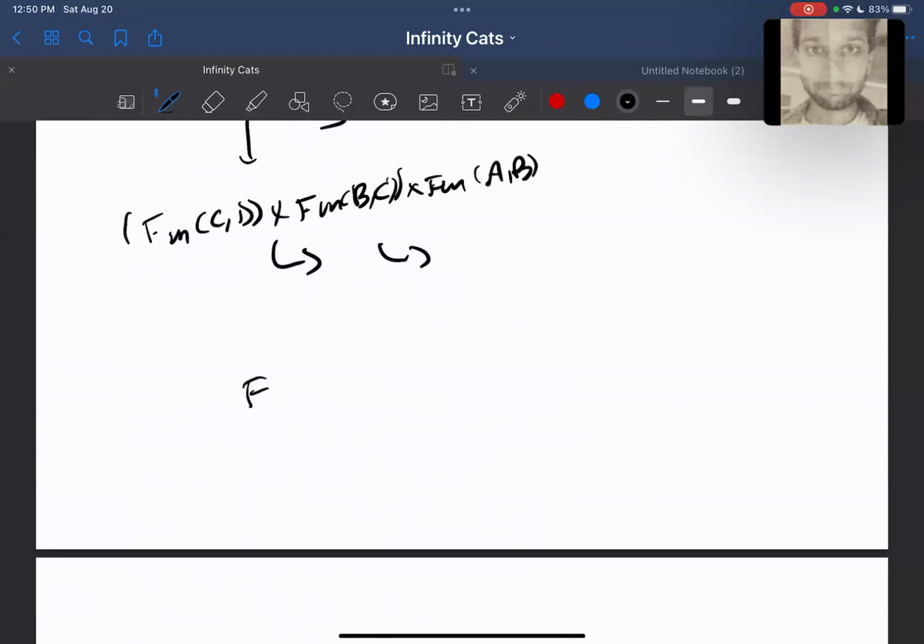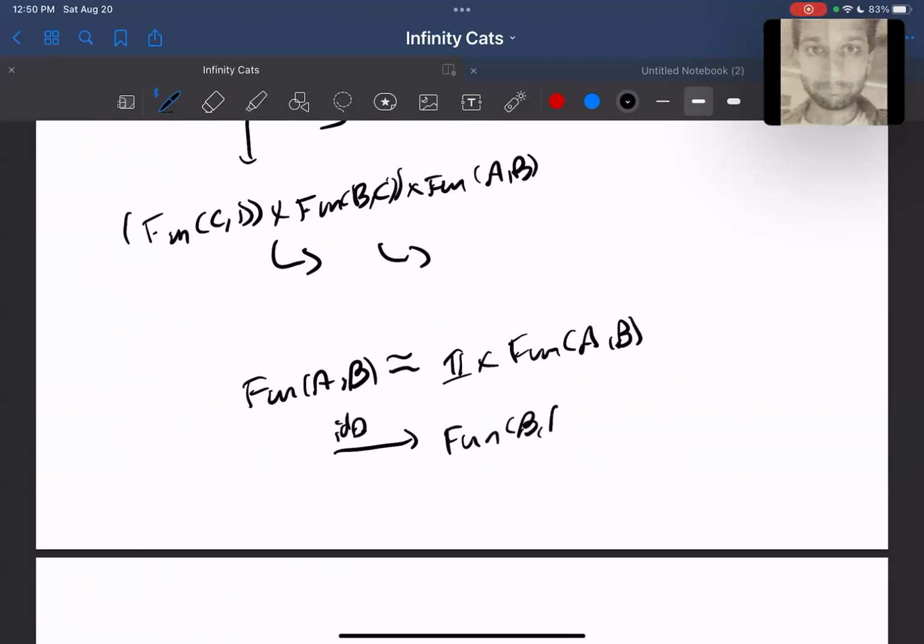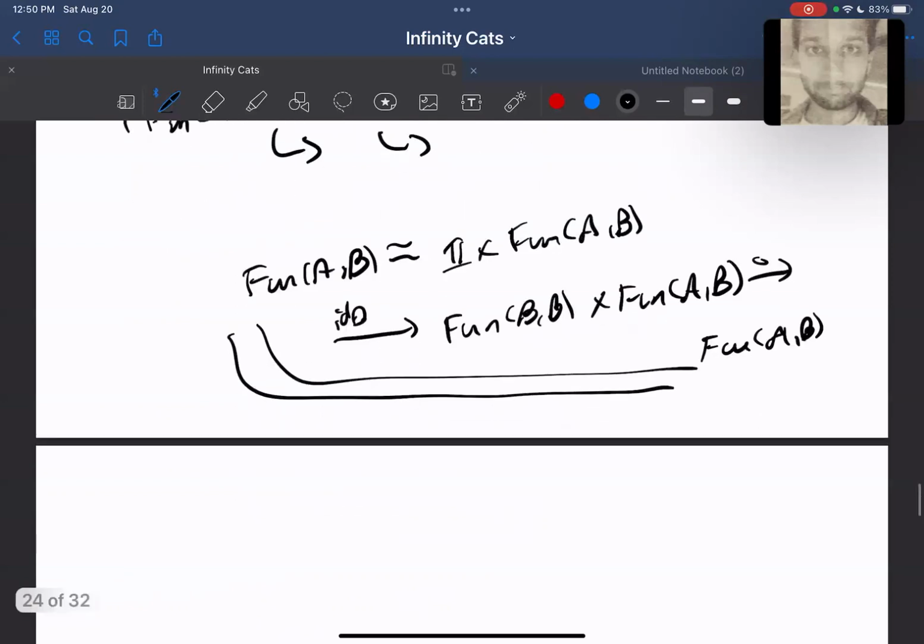And we also want identities to do what they're supposed to, so that if we have this map fun AB, this is going to be isomorphic to the terminal object times it, which we can take by the identity on B to fun BB times fun AB. And then we can compose that back to fun AB. And we want this to be the identity. Similarly, we can go on the other side with fun AA.